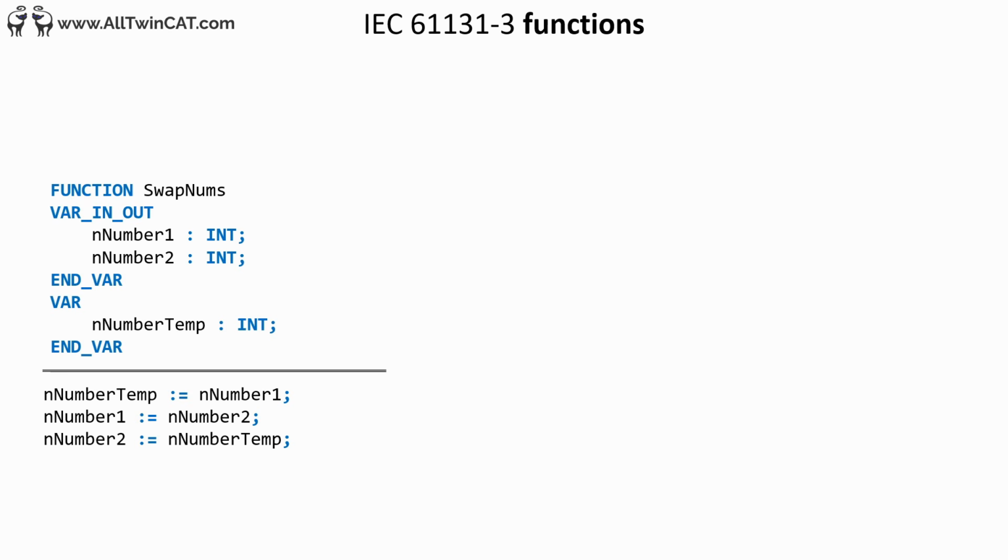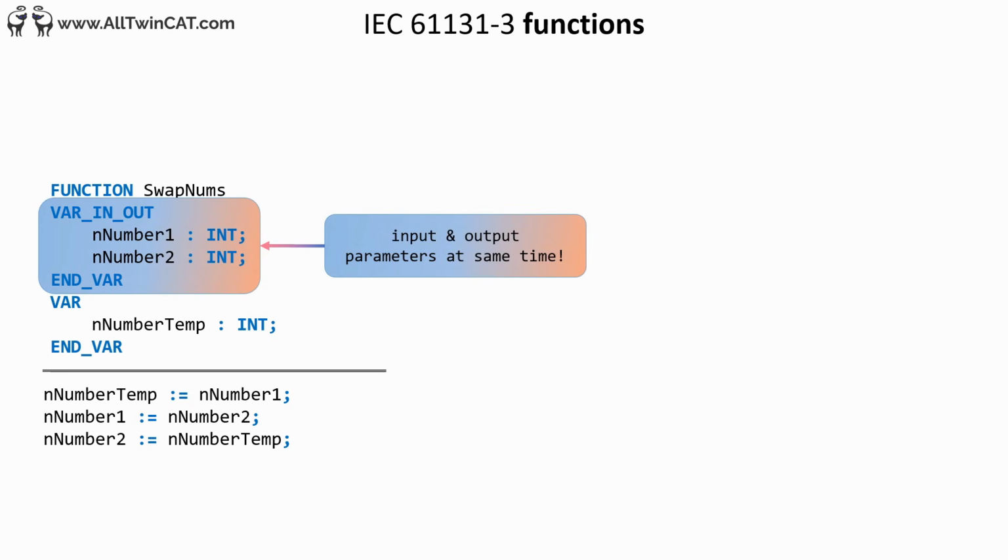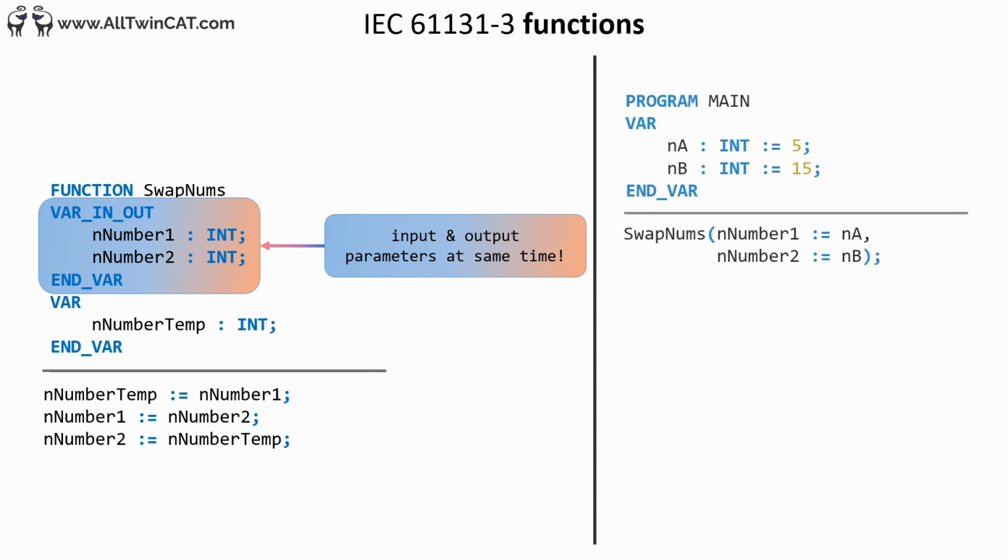Functions can also have variables that are inputs and outputs at the same time. This means that we can both read and write from and to the same variable. These are declared with the VAR_IN_OUT keyword. Let's assume we write a function swap_nums that swaps two numbers with each other. So in this case, we have two variables na with value 5 and nb with value 15, and we want to swap the variables with each other.